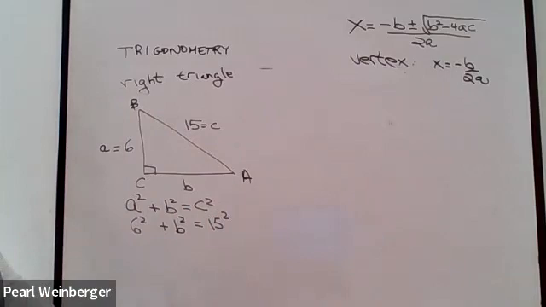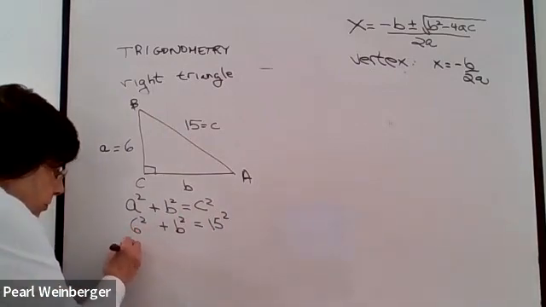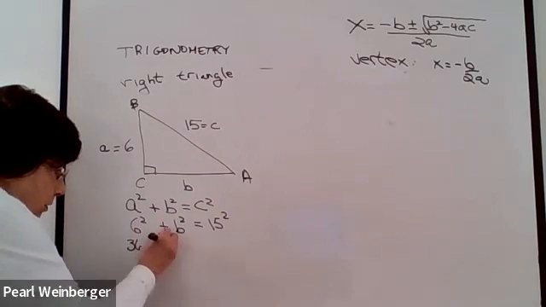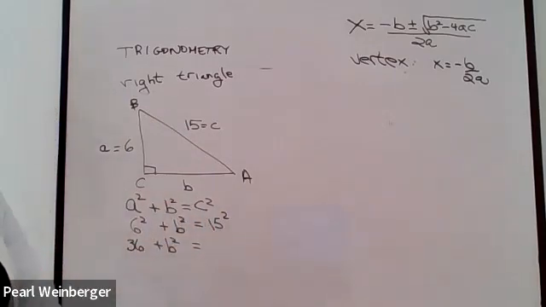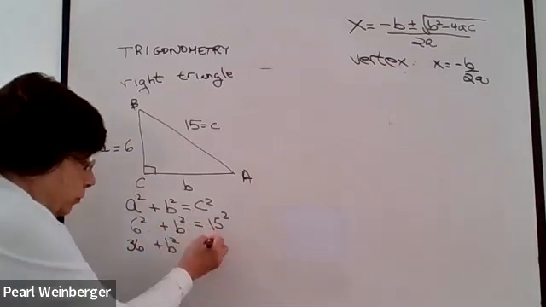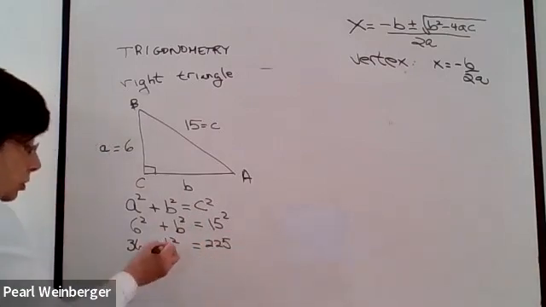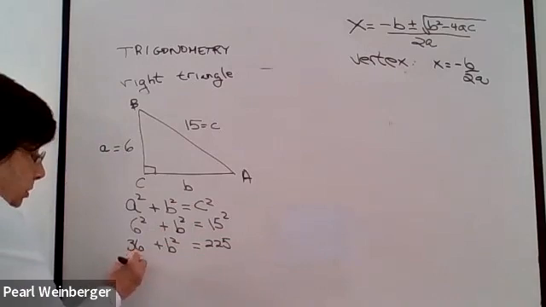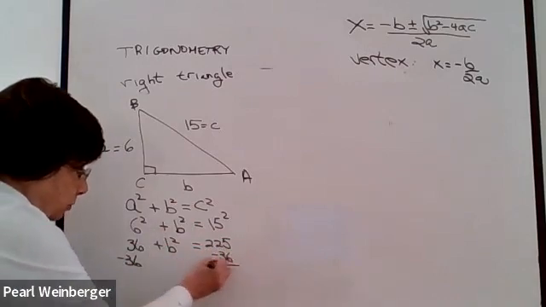Okay, now if you want, you can do the b squared on your calculator. It's just 6 times 6, which is 36. And the 15 times 15, you do it on your calculator, is going to give you 225. So if I want to figure out what the b squared is, I'm going to have to subtract 36 from both sides.